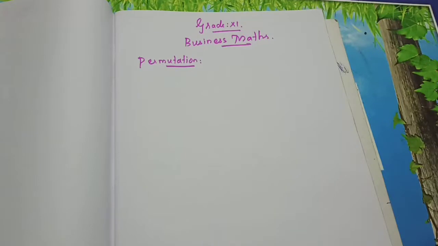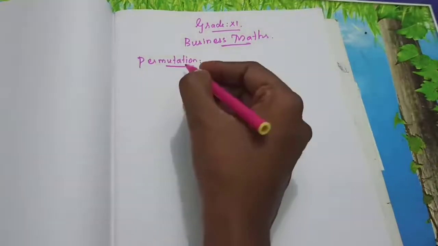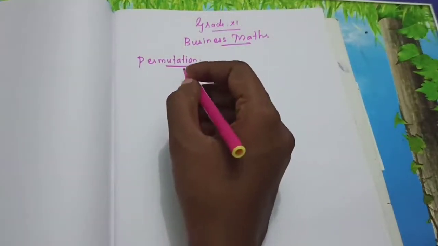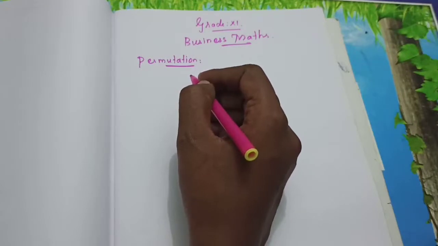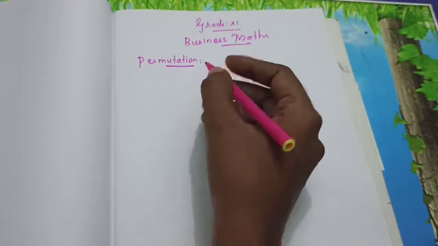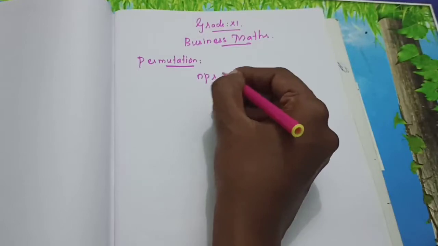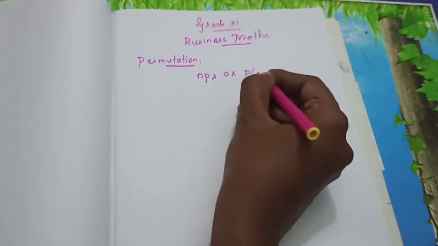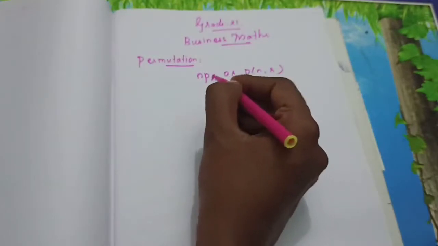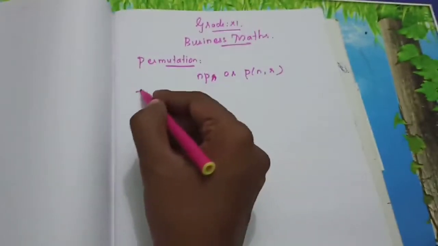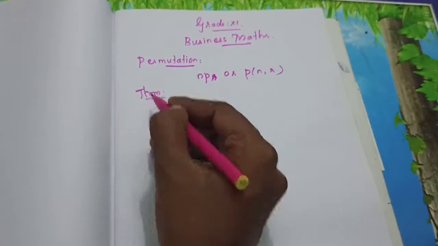Then come to the notation. The notation: if n and r are two positive integers such that 0 is less than or equal to r, which is less than or equal to n, then the number of all permutations of n things taken r at a time is denoted by nPr or P(n, r). Here the r must be in subscript.